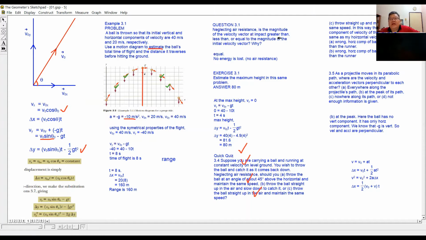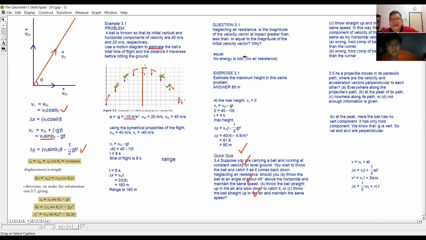Neglecting air resistance, read question 3.1 here. Neglecting air resistance, is the magnitude of the velocity vector at impact greater than, less than, or equal to the magnitude of the initial velocity vector? So they ask you the magnitude of the velocity here at the starting point and the magnitude of the velocity at the landing point, are they the same or not?